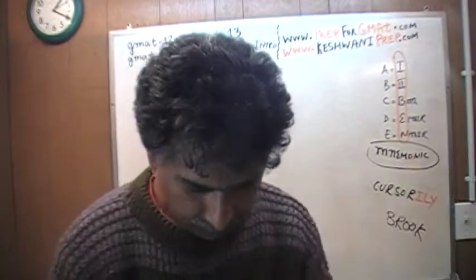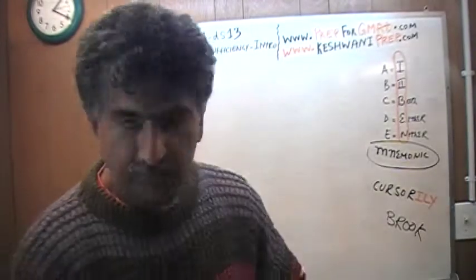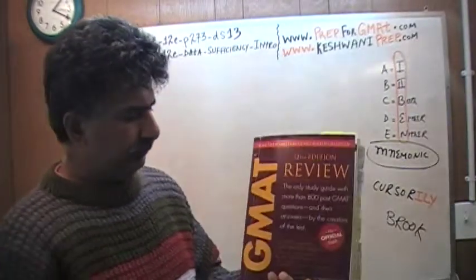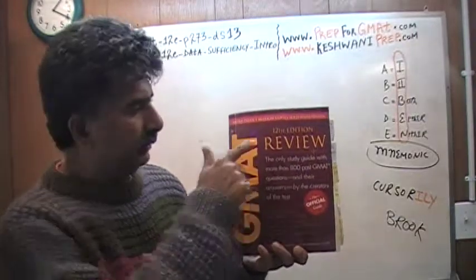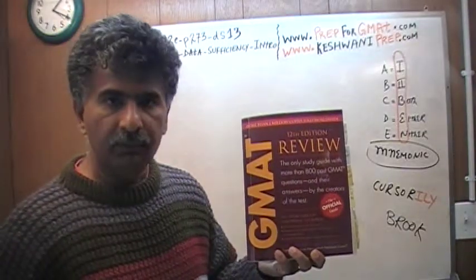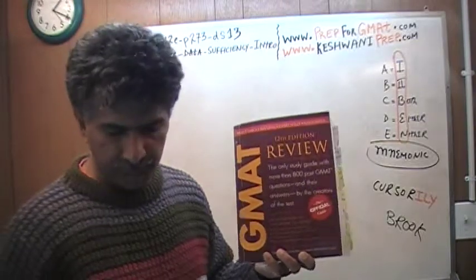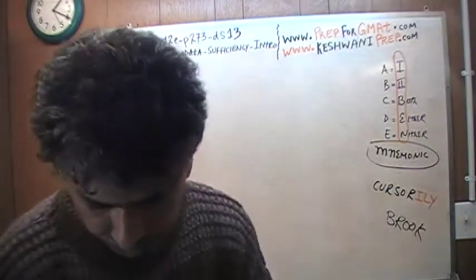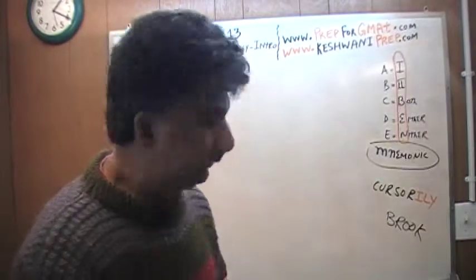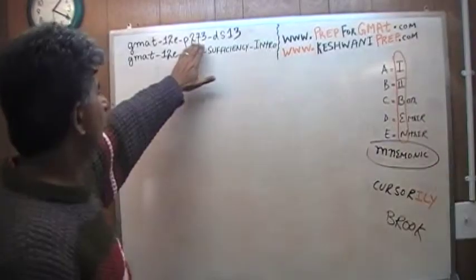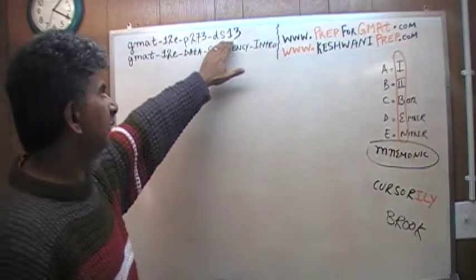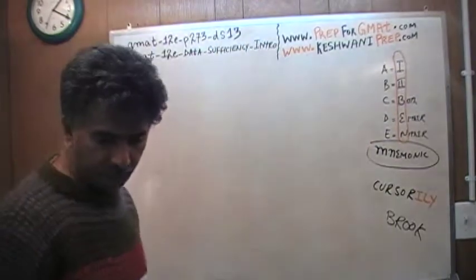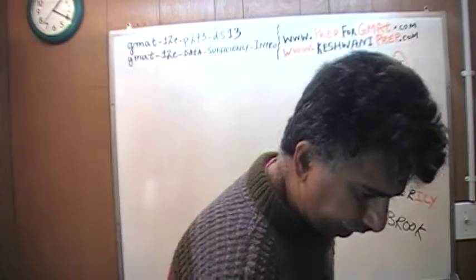I have been solving data sufficiency problems out of this book here, GMAT Review, the official guide, 12th edition. If you do not own this book already, purchase one immediately. The problem that I'm about to solve is the one that you're going to find on page number 273, the very last problem on the page, data sufficiency number 13. Let's take a look at it.